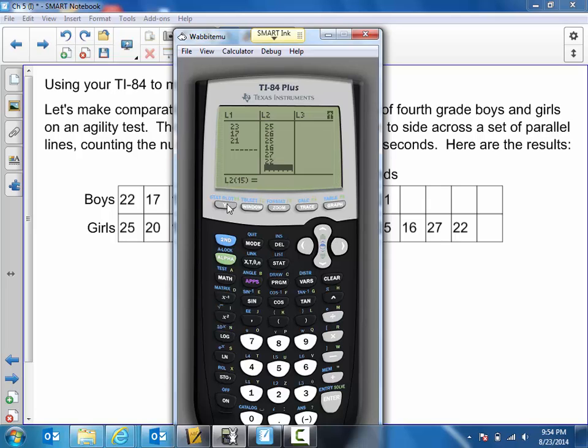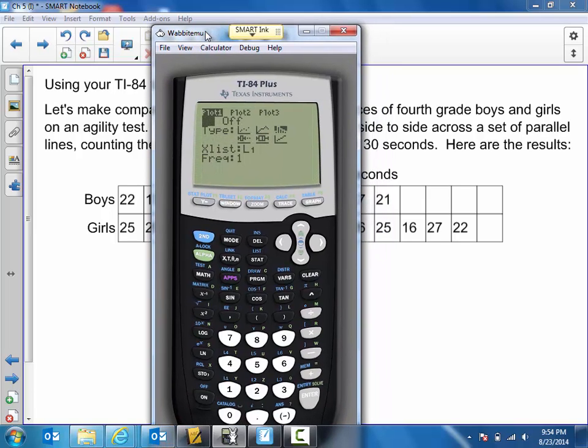I don't care about the context at this point, just want to show you how to do this. Boys are in L1, girls are in L2. You can make comparative box plots by going to second stat plot. You turn the first plot on. I don't think you'll ever have a reason in this course to choose this fifth selection of graph. Choose the fourth instead. That will show you outliers. The fifth will not show you outliers, and we want to see outliers.